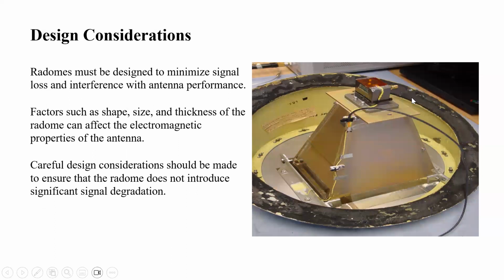Design consideration. So how do we consider the design for the radome? Radomes must be designed to minimize signal loss and interference with antenna performance. Factors such as shape, size, and thickness of the radome can affect the electromagnetic properties of the antenna. Careful design considerations should be made to ensure that the radome does not introduce significant signal degradation. So these are the design considerations for the radomes.